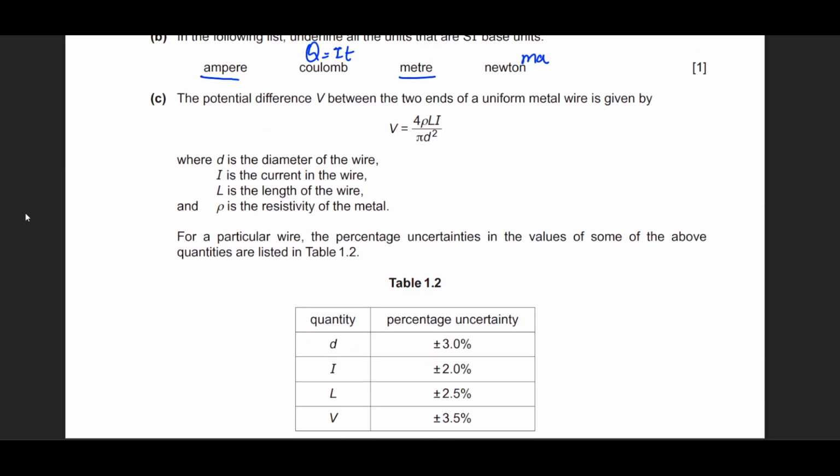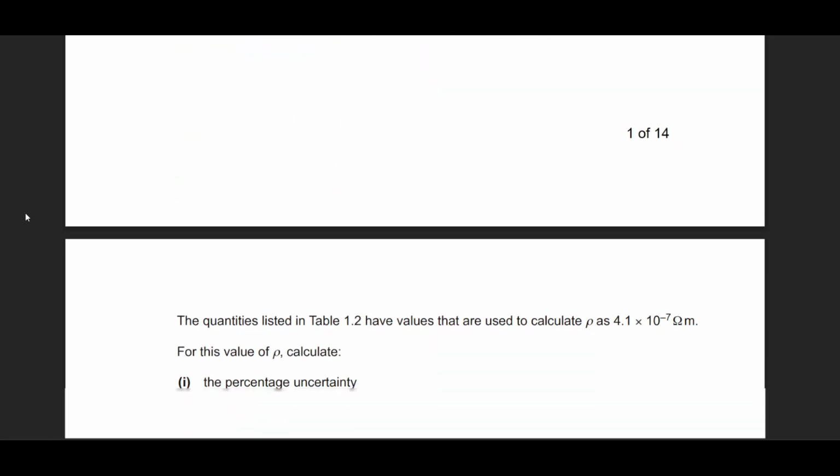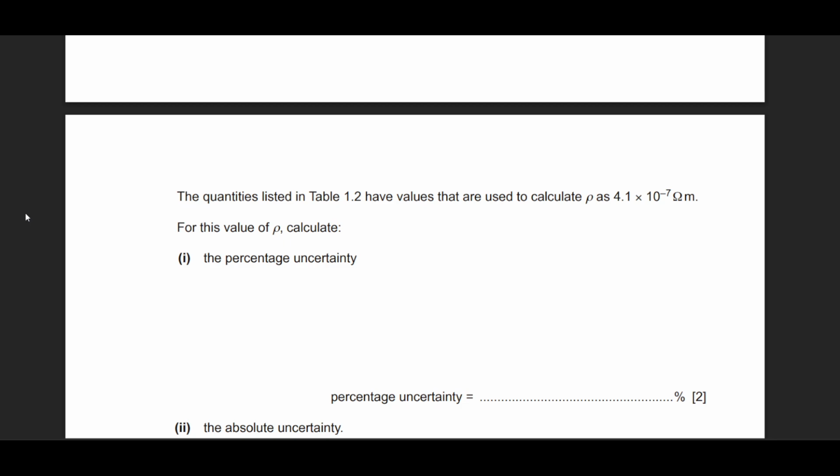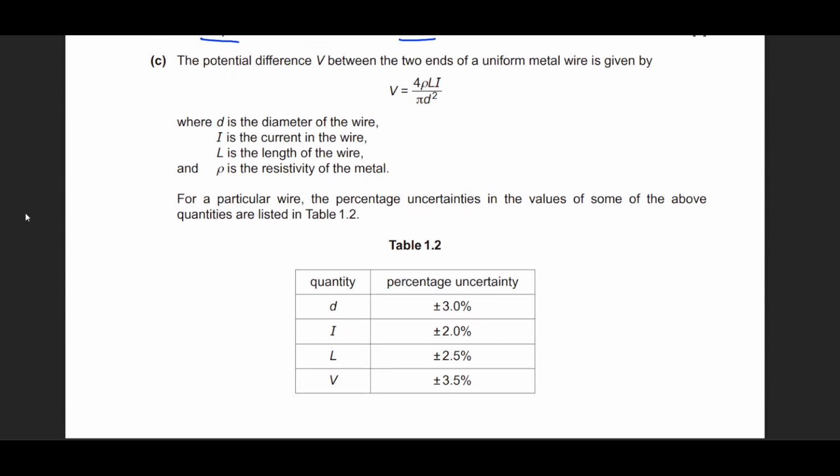We have a formula, and we have percentage uncertainties. Let's look at the next part. He says calculate the percentage uncertainty. So how are we going to do that? We're going to see which parts of the formula are actually involved in the calculation, up to what percentage. So D, since D is being squared, this will be multiplied by 2, and the rest of them are all at standard values. I is involved, L is involved, V is also involved.